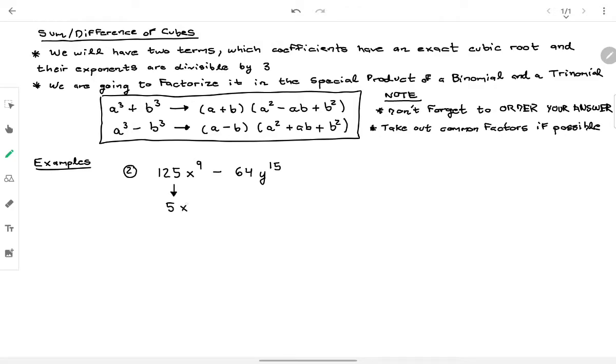In the case of the powers, they must be divisible by 3. 9 divided by 3 is 3. The other one, 64, is 4 times 4 times 4, because 4 times 4 is 16, times 4 is 64. In the case of the power, 15 divided by 3 is going to be 5.